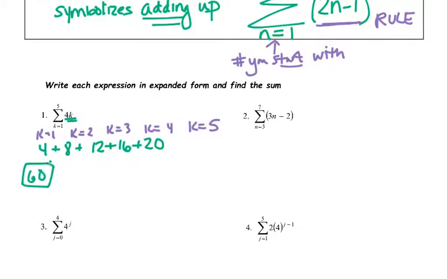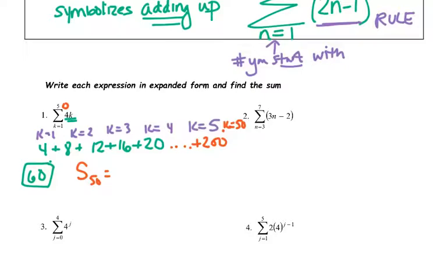Easy. But what if instead of going from 1 to 5, it went from 1 to 50? Then I'm going to have dot, dot, dot, and then I'm going to plug in the last number, 50. If I plug in a 50, I get 200. That's 50 terms. I'm not going to add those up by hand. How would I find the sum of those 50 terms? Right, I would use my formula.